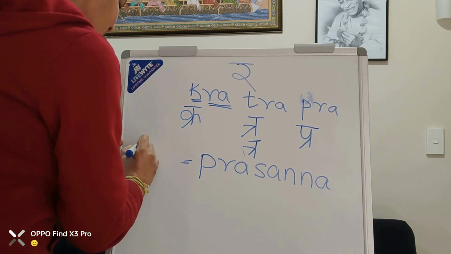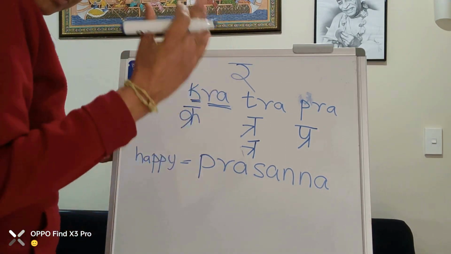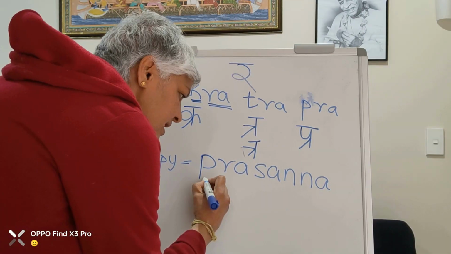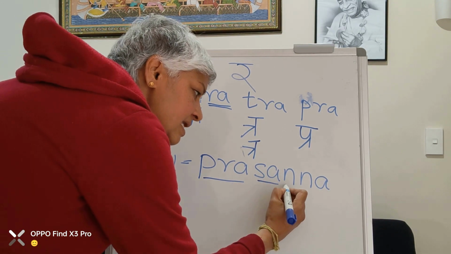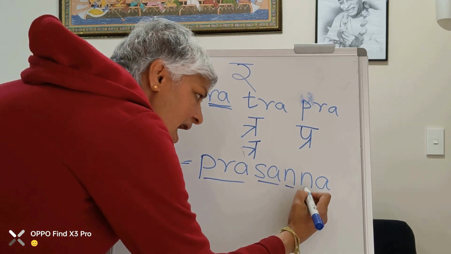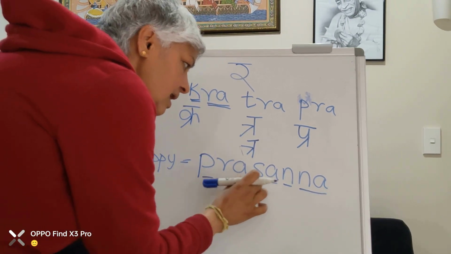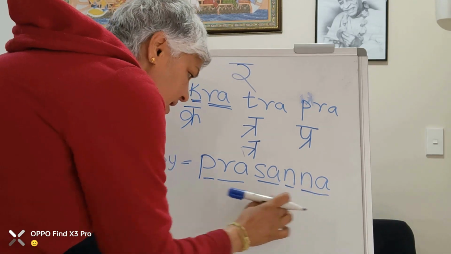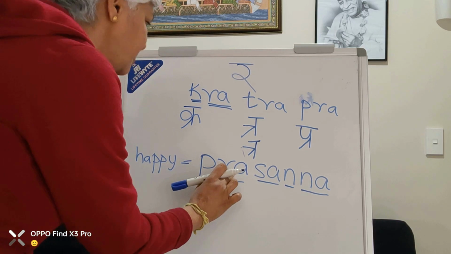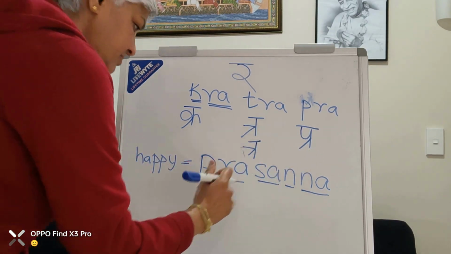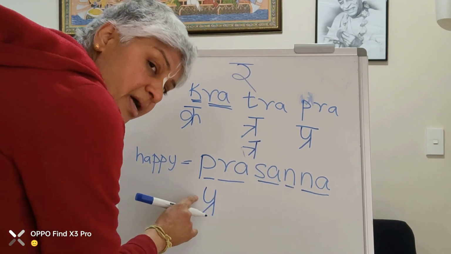Prasanna, which means happy. You can pause the video and try it out. There is pra, there is a full sa, there is a half n, and there is a na. So you have a p, r, sa, n. So remember, when you have half a p and a r, what happens? Pra. Okay? So you write the full p and that becomes pra.